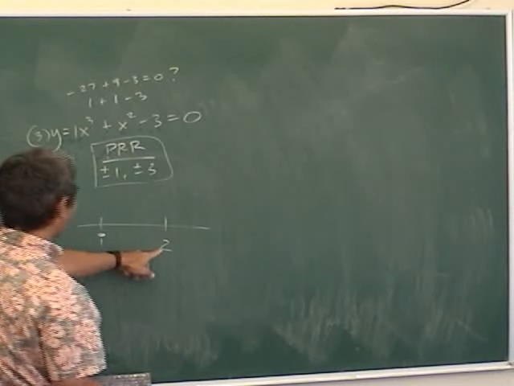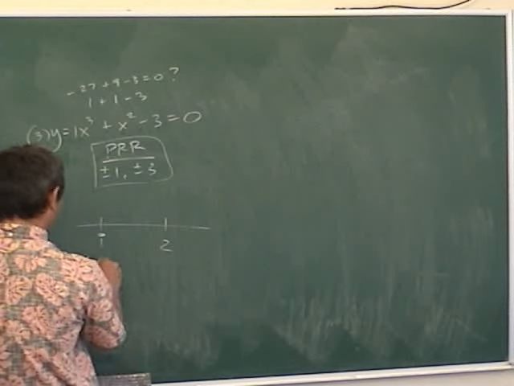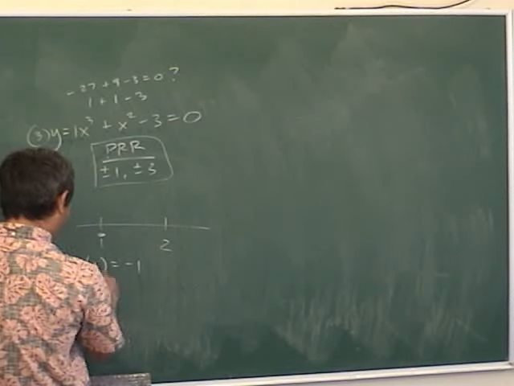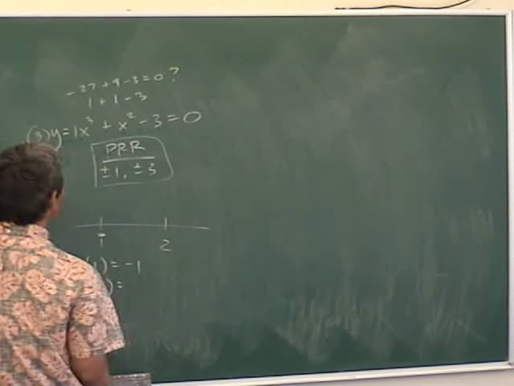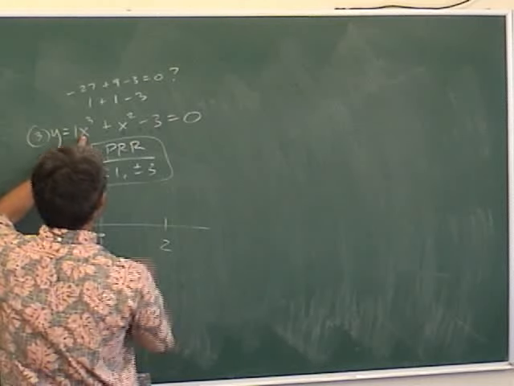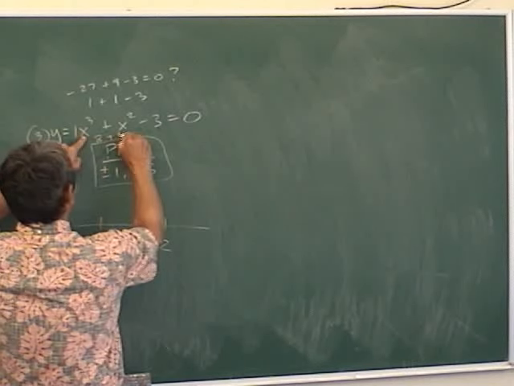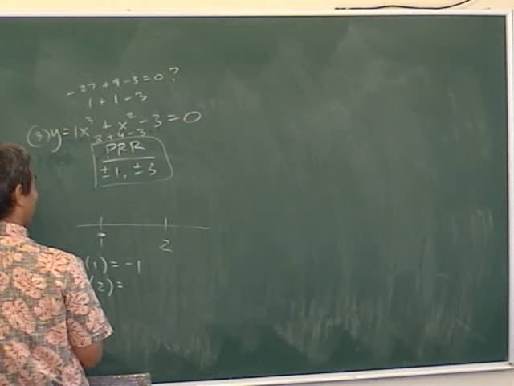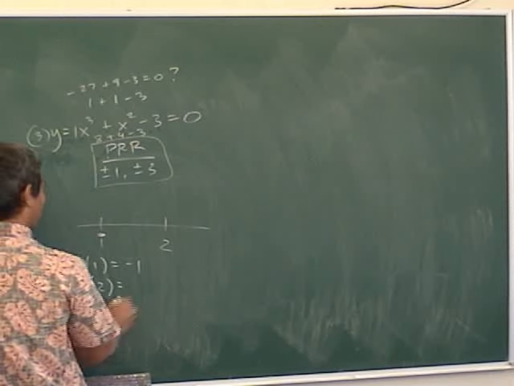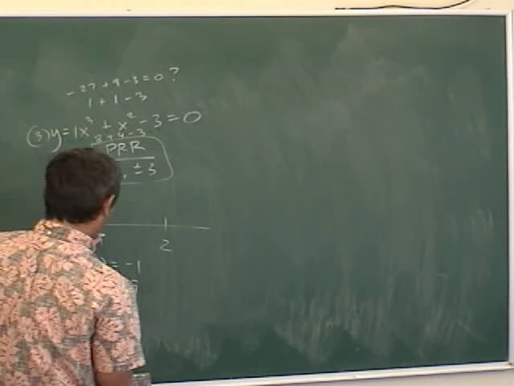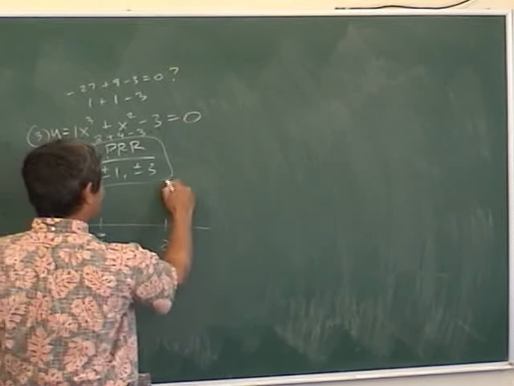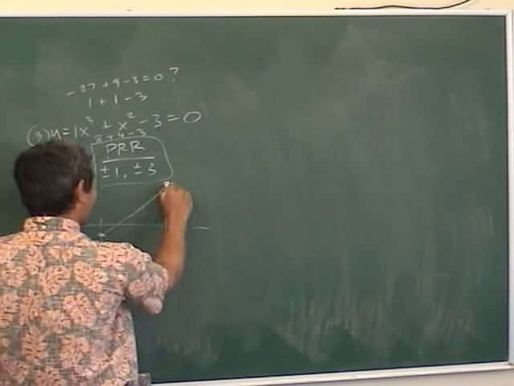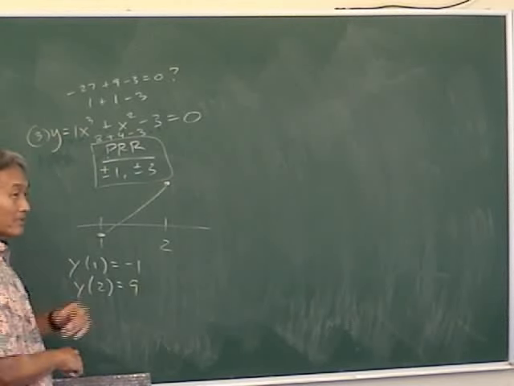Okay, what's the y coordinate at 2? If I plug in, you get 8 plus 4 minus 3, which is 9. Now, if the y coordinate is negative 1 here, and over here it's 9, then to get from here to here, doesn't it have to cross the x-axis at least once?